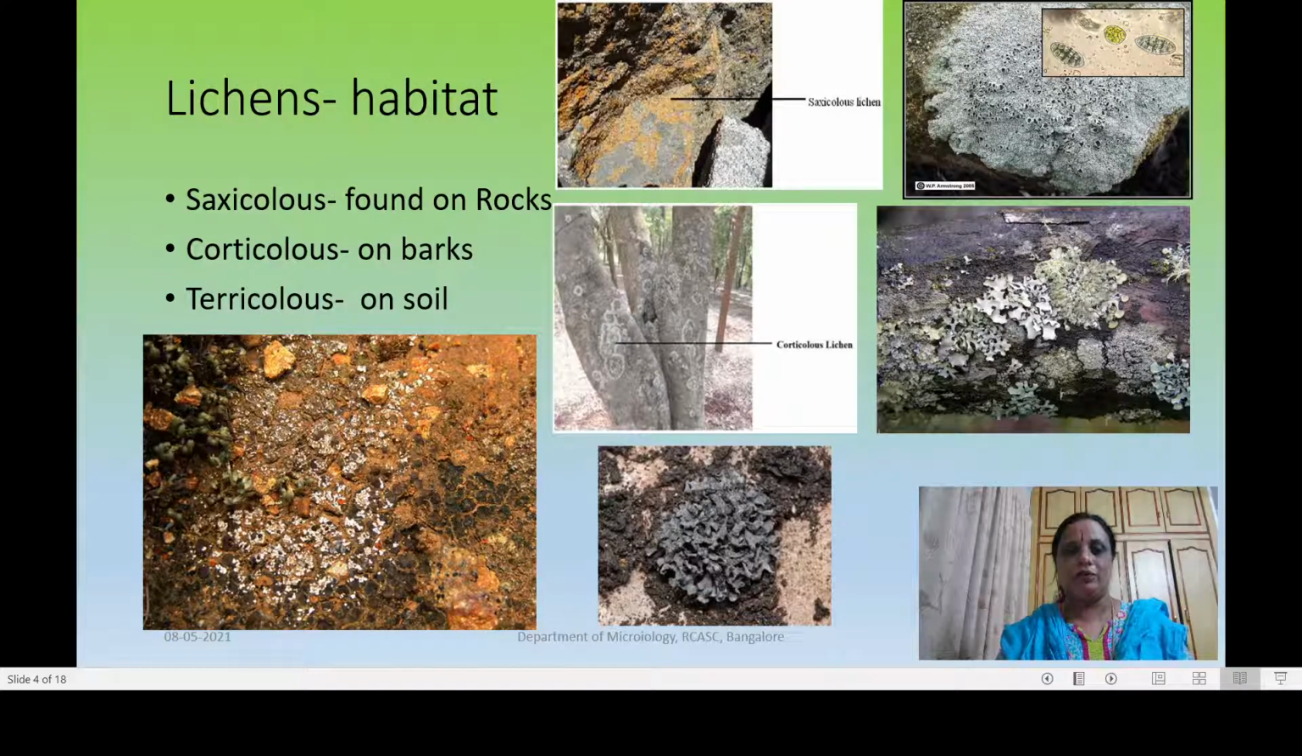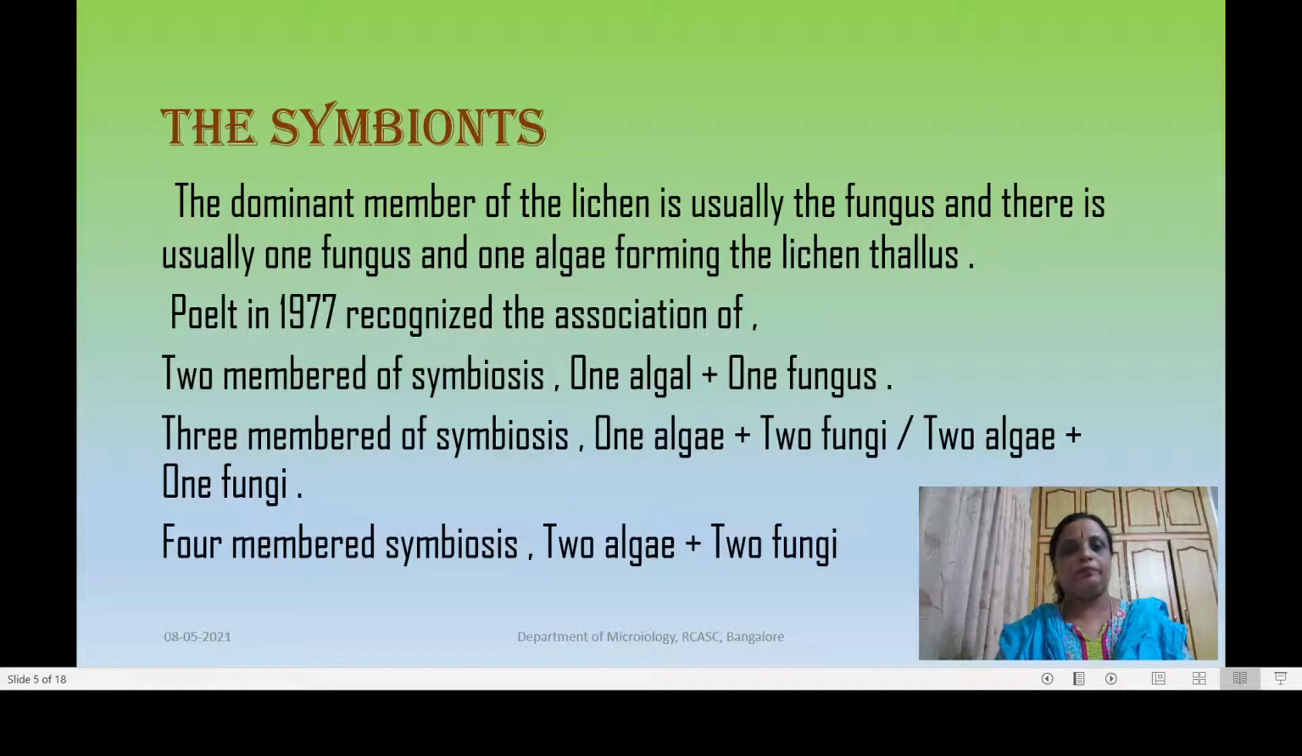Once again I will repeat, based upon the habitat, the lichens can be classified as Saxicolous lichens, Corticolous lichens, Terricolous. Saxicolous, the lichens which are found on rock, Corticolous on the barks of the trees, Terricolous on terrestrial habitat, especially on the soil. And also you can classify them by which partner they have been associated with.